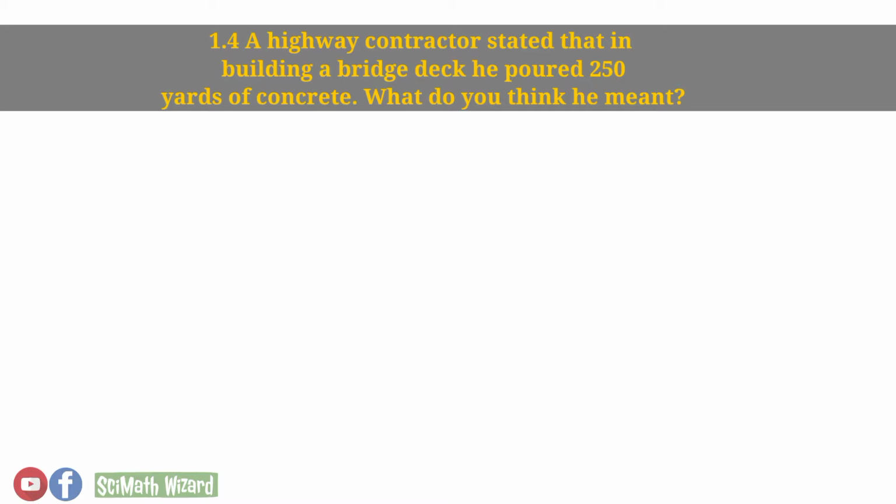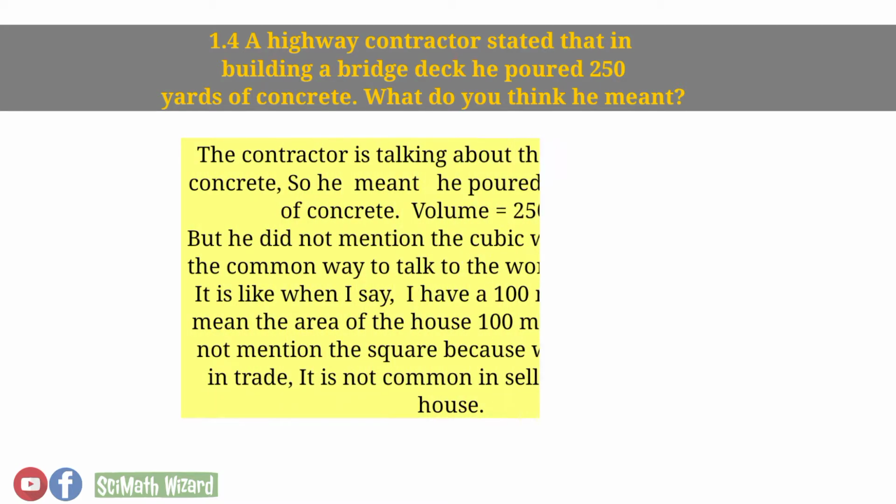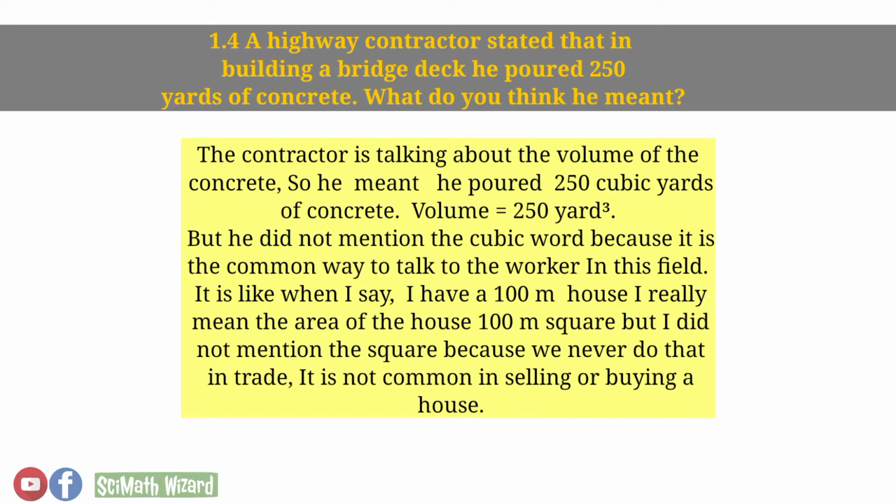Question 1.4. A highway contractor stated that in building a bridge deck, he poured 250 yards of concrete. What do you think he meant? The contractor is talking about the volume of the concrete, so he meant he poured 250 cubic yards of concrete. Volume is equal to 250 yards cubed.